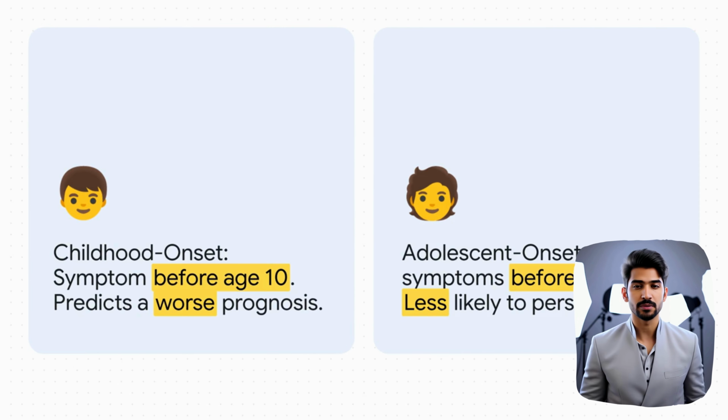If at least one symptom shows up before age 10, that's called childhood-onset. This type tends to be more common in boys, is often linked with really troubled friendships, and unfortunately, usually points to a tougher long-term outlook. On the other hand, there's adolescent-onset, where no symptoms pop up before age 10. This is often linked with more typical peer groups and is less likely to continue into adulthood.